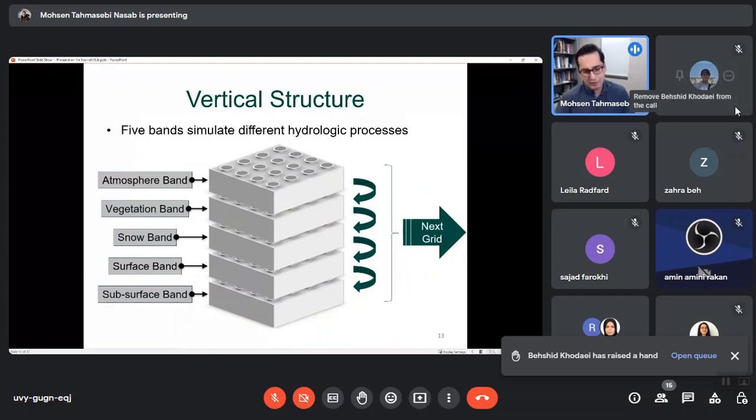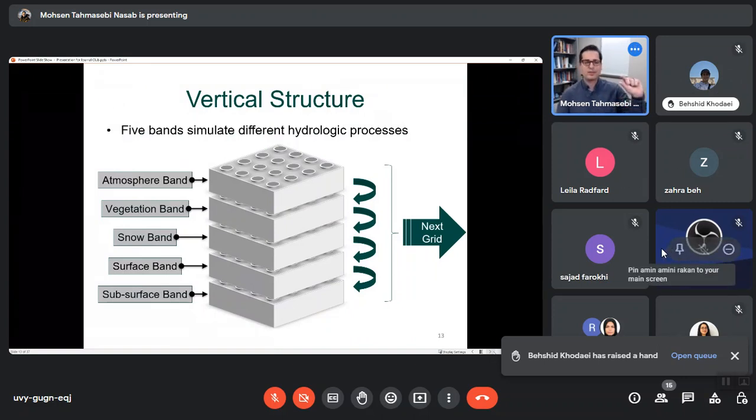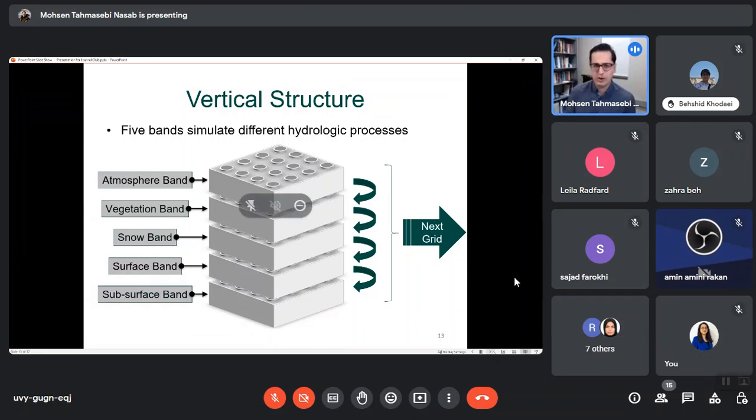Now, vertically, every Lego block that I have represents one band, starting from the atmosphere all the way to the subsurface band and groundwater. Once the model models the flow of water through all these bands horizontally and vertically, it moves to the next pixel, next grid, or next cell, and does that for the entire study area. So the structure of the model is grid-based. It's not sub-basin-based. SWAT is a sub-basin model. This model is a grid-based model. The reason I selected a grid structure is that it's easier to incorporate the grid structure with satellite data and remote sensing data.